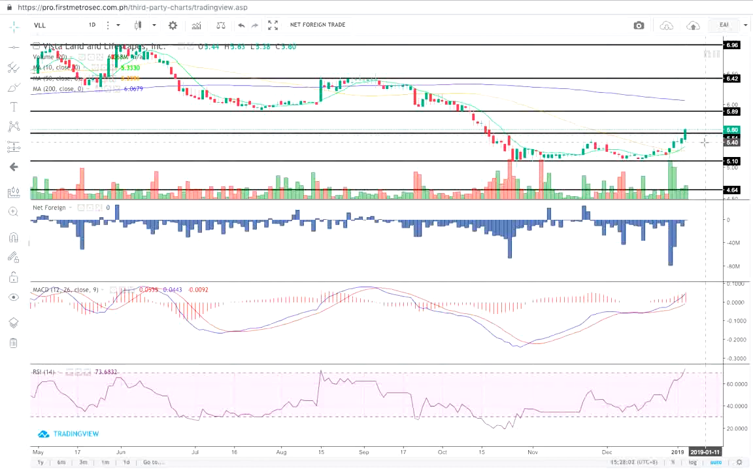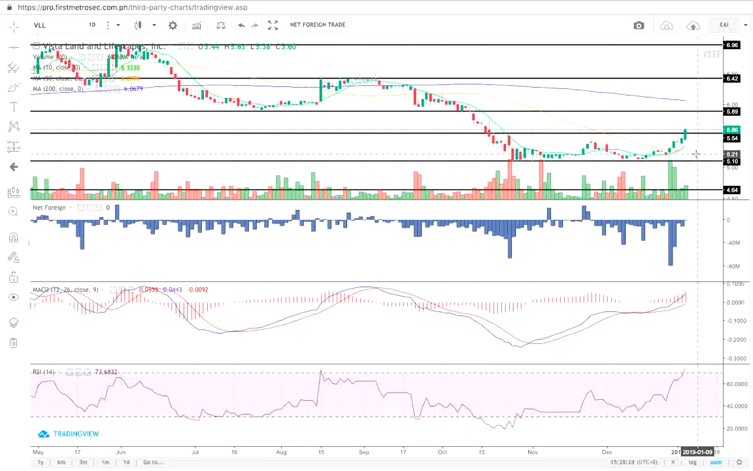Now, as far as VLL's position above the 10-day moving average, which is the green line that you see here. Do you see the green line, the yellow line, and then the blue line? As far as its position above the 10-day simple moving average, I would say that VLL is bullish, at least in a short-term time period.